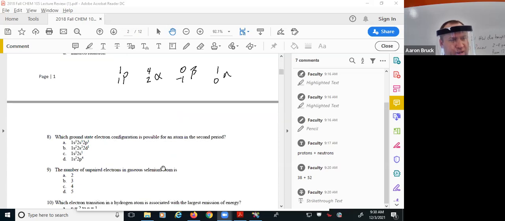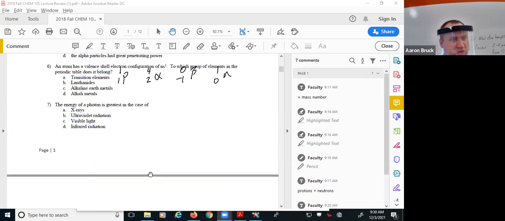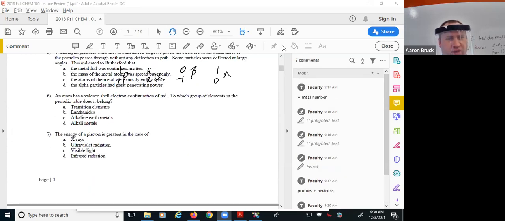All right. How well do we remember electron configurations? Number 6. An atom has a valence shell configuration of NS1. Which group is it in? Give him a second row.